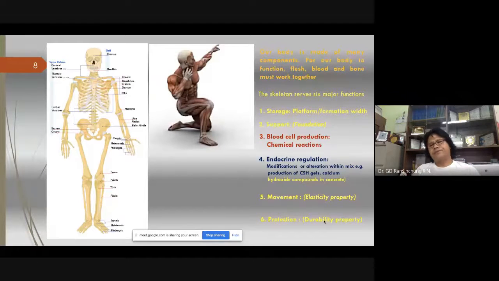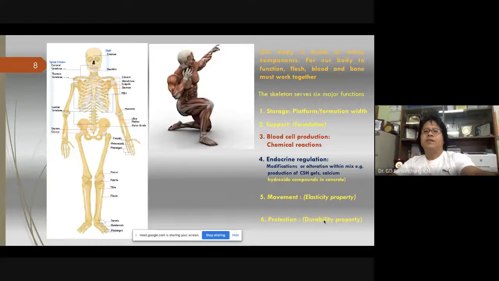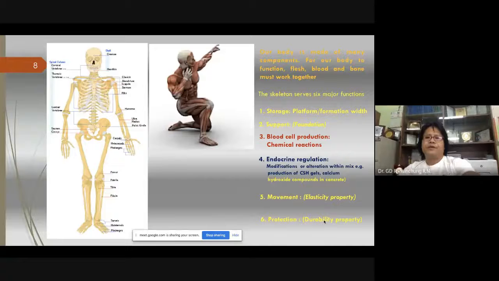Our body is made of many components. For our body to function, flesh, blood, and bone must work together. As we know, the skeleton serves six different major functions: storage, platform, formation of the rods, and support. I consider the platform and support as the foundation.